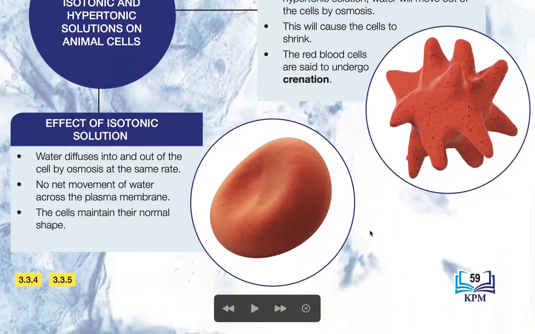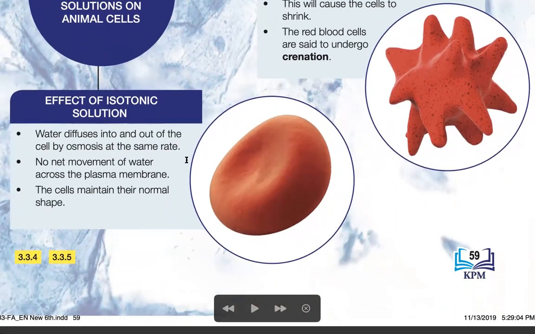Okay, and the last one, isotonic solution. Ingat isotonic solution is a solution that has the same concentration of water and solute with our cell. Okay, awak tengok. The water diffuses into and out of the cell by osmosis at the same rate. Maksudnya air masuk dan air keluar adalah sama. Sebab tu no net movement of water across plasma membrane.